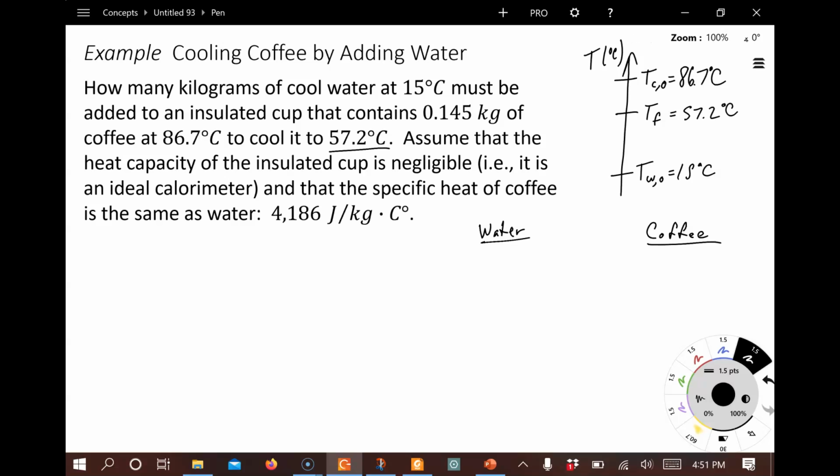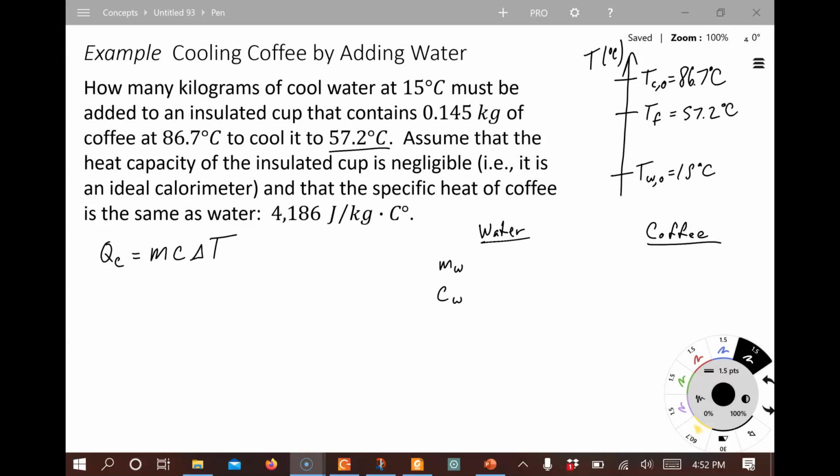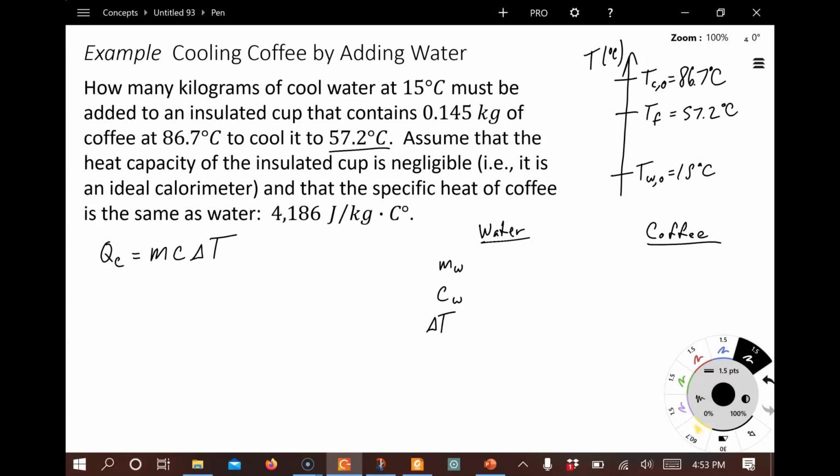Now within the range 15 to 86.7, both water and coffee remain liquid, and so we're going to be able to use the delta Q C is equal to the mass times the specific heat capacity times delta T. And so we want to know what M for the water is, C for the water, and delta T for the water. And the same thing for the coffee over here.